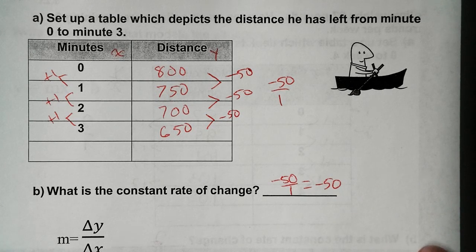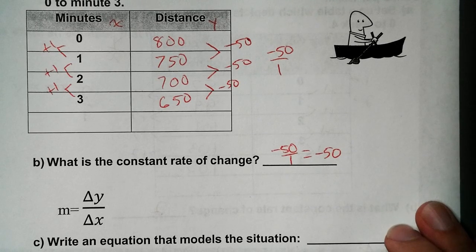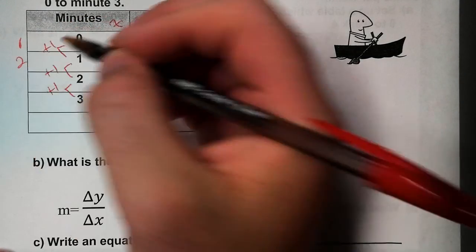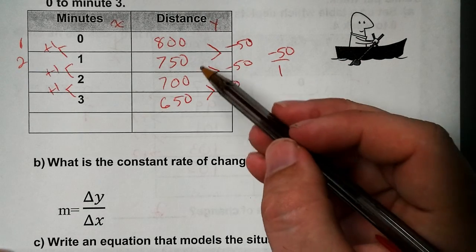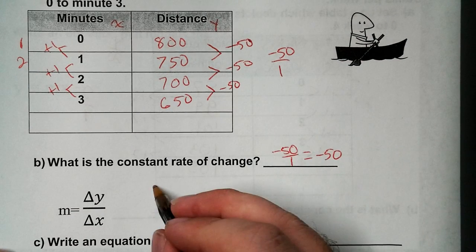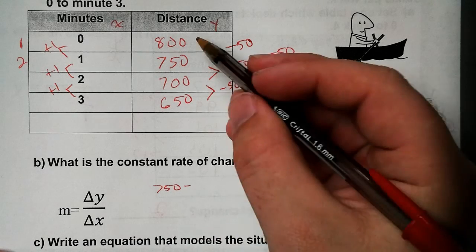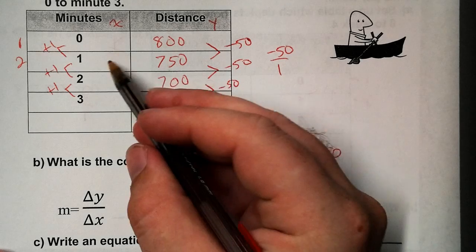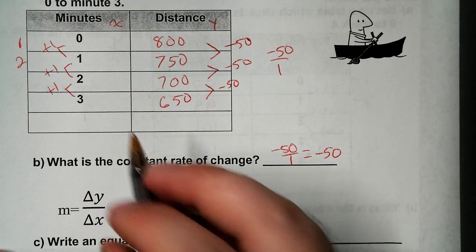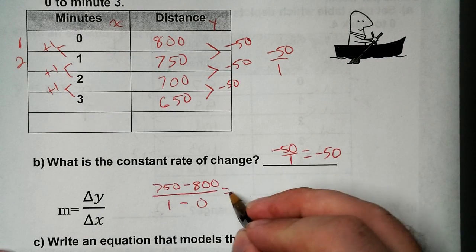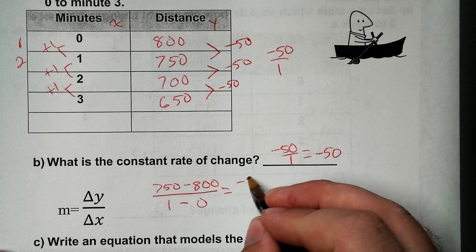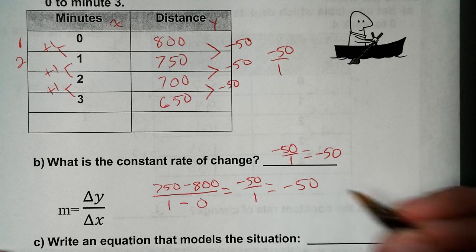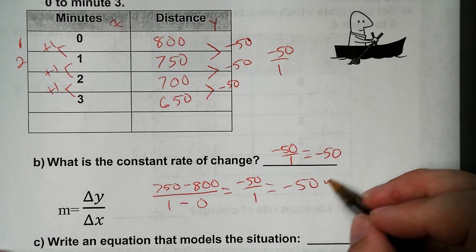Now, let's check it by putting it into our formula. So, let's pick 2 points. I'm just going to pick this as point 1 and this as point 2. So, y2, 750, minus y1, 800, over x2, which is 1, minus x1, which was 0. 750 minus 800 is negative 50. 1 minus 0 is 1. That does simplify down to negative 50. So we just checked our answer using the formula.